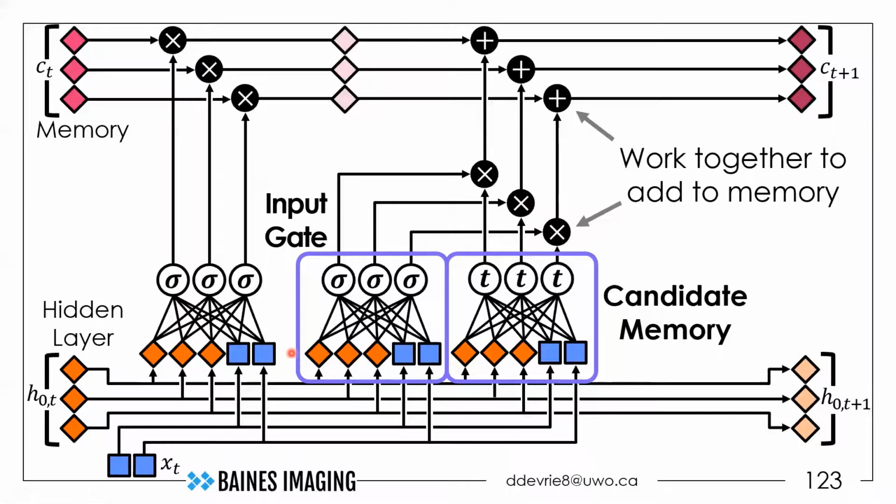And basically what occurs here is that this candidate memory network and this input gate network work together to add to the memory. So the candidate memory network generates those values to be added, where the input gate controls whether they're added or not. So it's a two-step process to add something into our LSTM network.